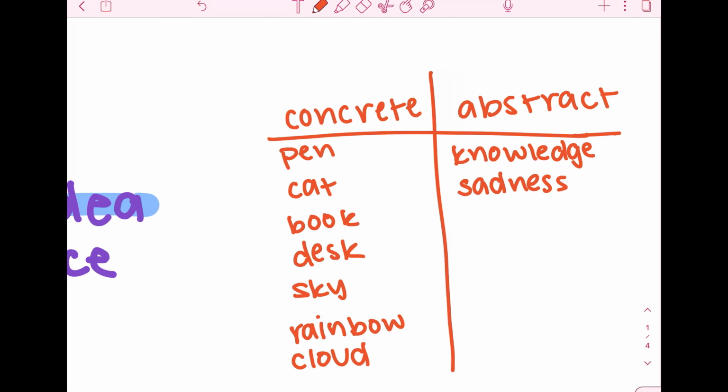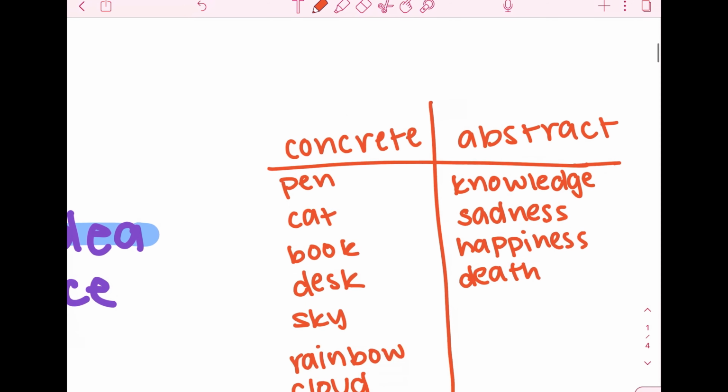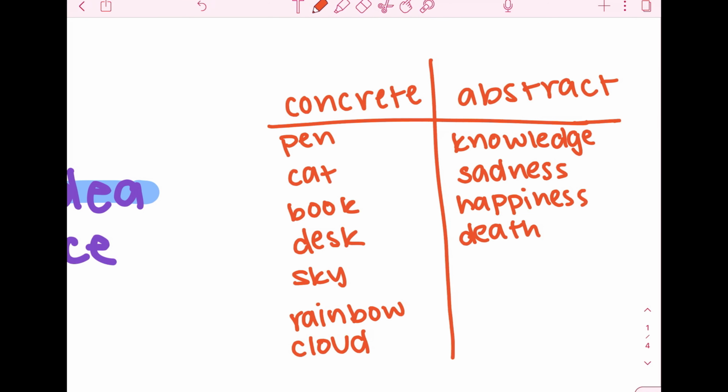Sadness. Abstract nouns are often going to be feelings. So sadness, happiness. We can also talk about, this one's a scary one, death. Death is also an abstract noun because we can't necessarily touch it or see it, but we can imagine it. It's not exactly a feeling, but it is an abstract noun. It's an abstract topic. And likewise, we have so many other abstract nouns like power and loyalty.